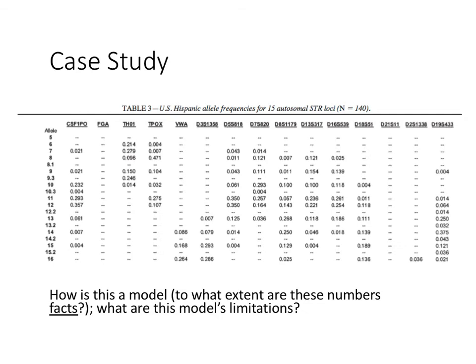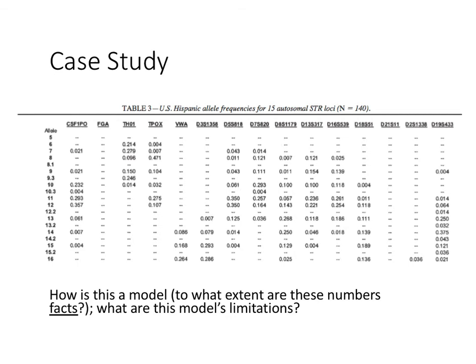This is a model. That is, this is some data that some scientists collected and published. To what extent are these numbers in this table fact? And are there any limitations to this model? I've explained one way you can use this model to make predictions, for example, in the setting of forensics. Is there anything misleading, wrong, or unuseful about this data set?